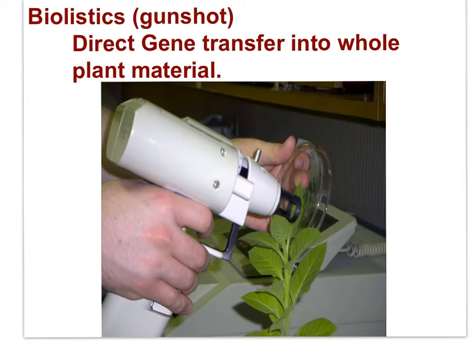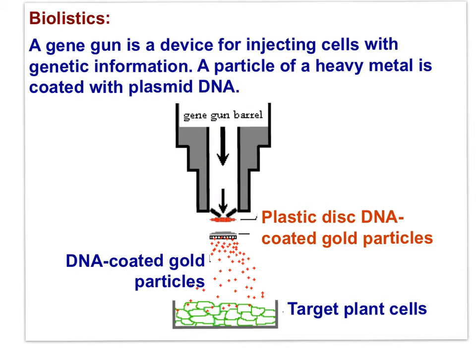And lastly, among the direct methods that physically introduce recombinant DNA into host cells, we have biolistics, the gunshot method. This is known as a gene gun that directly propels DNA into plant cells. A gene gun delivers a particle of heavy metal coated with plasmid DNA. In this diagram, we have DNA-coated gold particles fired at plant tissue.